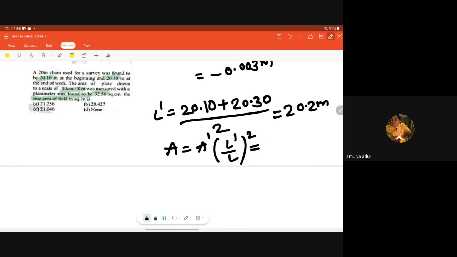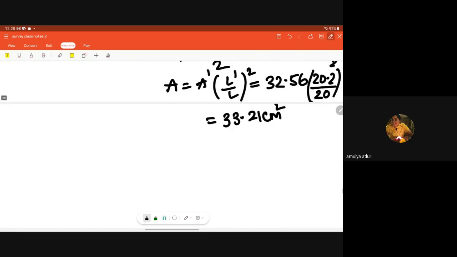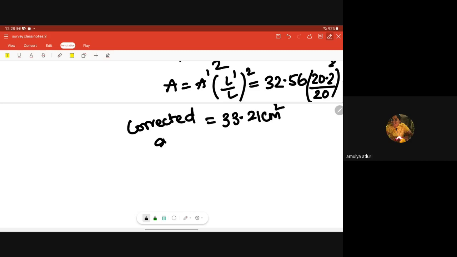So what is the area measured? Measured area is 32.56 into 20.2 divided by the original length, which is 20, right? 20.2 by 20 whole square. What is this value? 33.21 centimeter square. So this is your corrected area. Corrected area is equal to 33.21 centimeter square.